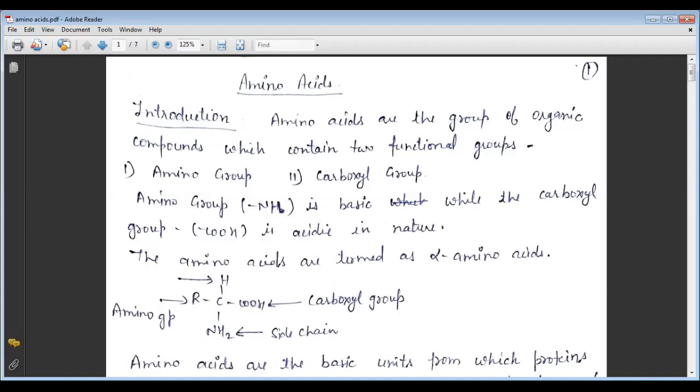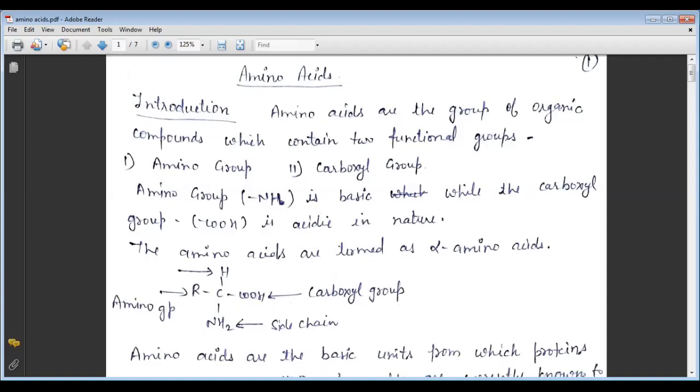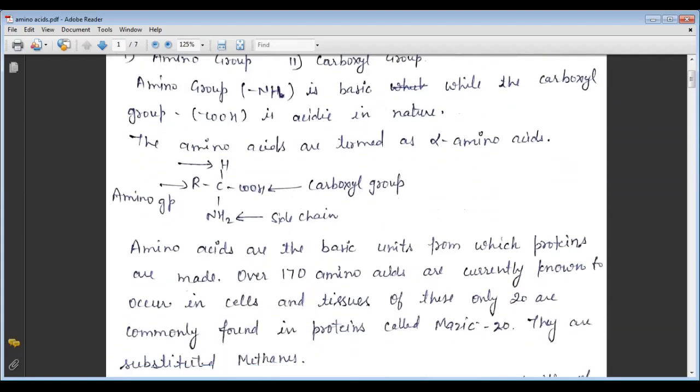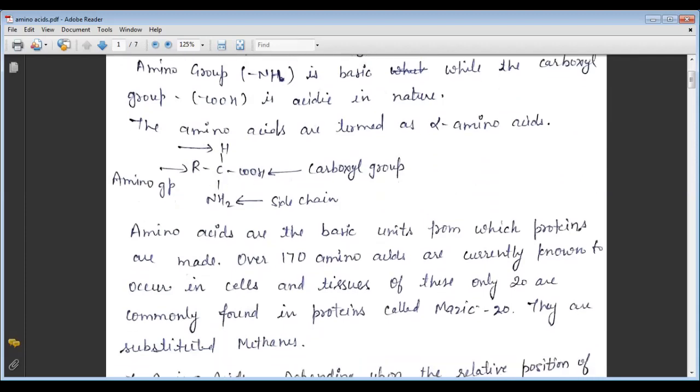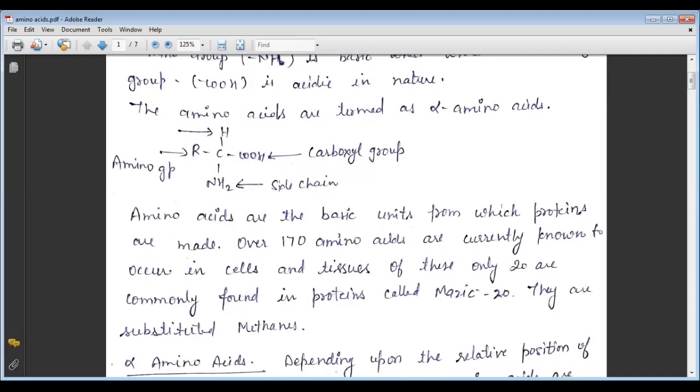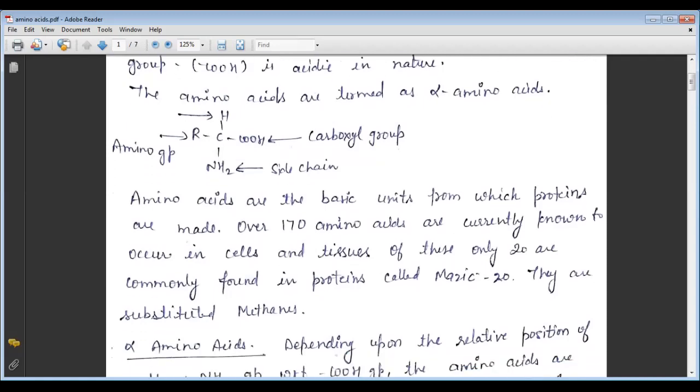So now, as we know, the amino acid contains two functional groups. First is the amino group and second is the carboxylic group. The amino group is basic in nature, and the carboxylic group, we know, is acidic in nature. So here is the representation of the alpha amino acid: the central carbon, with one side hydrogen, one side R, one side NH2, and one side the COOH group.